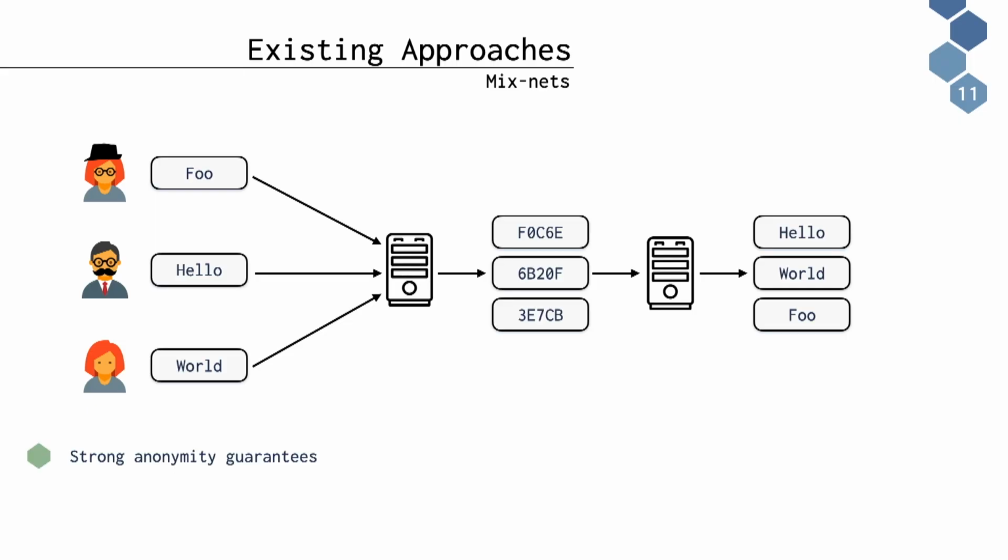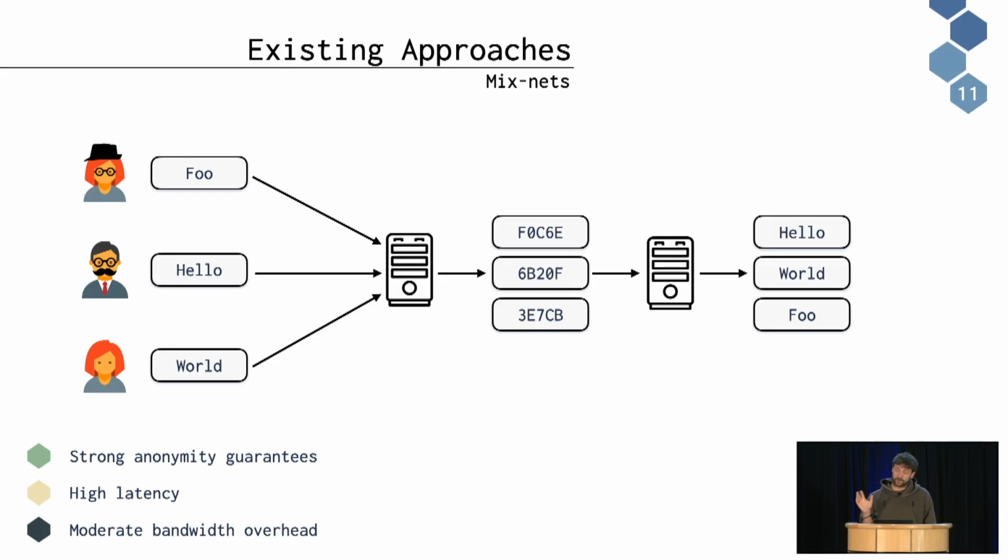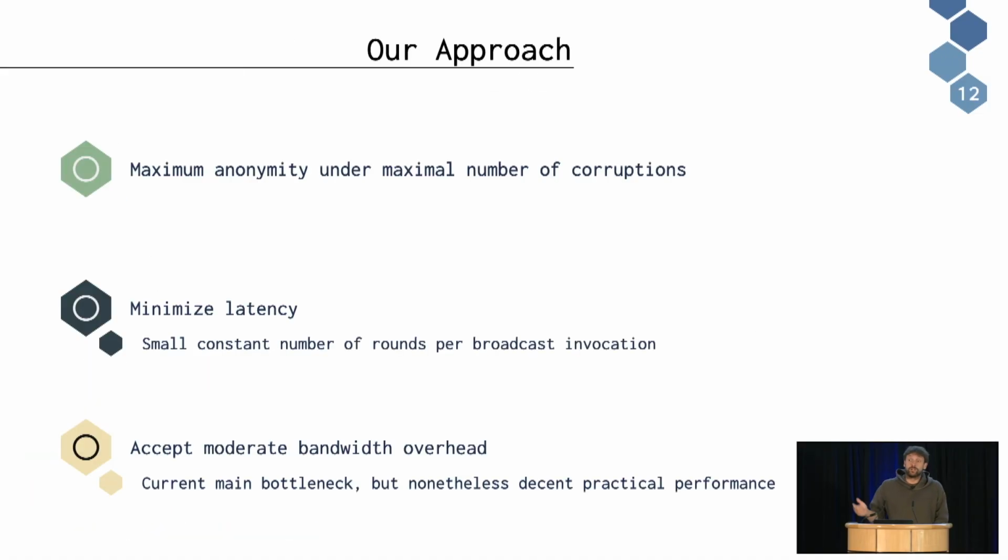But they provide very strong anonymity guarantees, which is the strong suit. And the bandwidth overhead is moderate, because I need to permute all of those messages, send them, and permute them again, so there's a moderate overhead in terms of bandwidth. So what do we do in our approach?